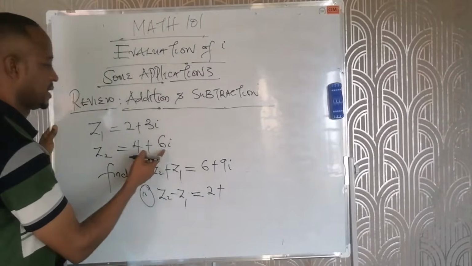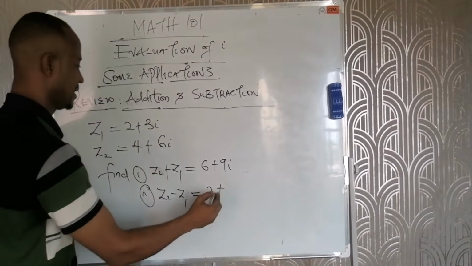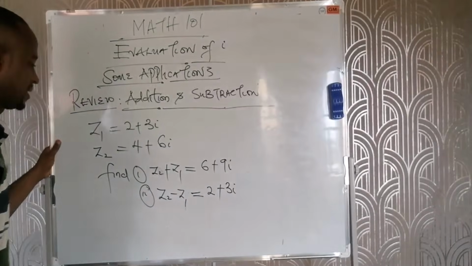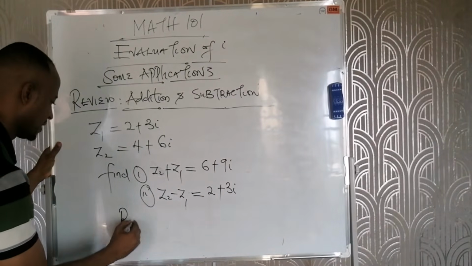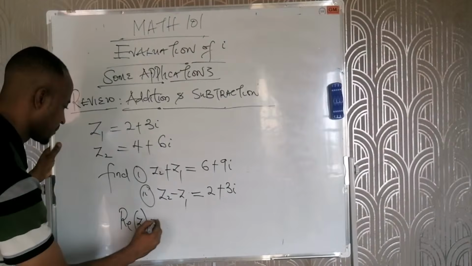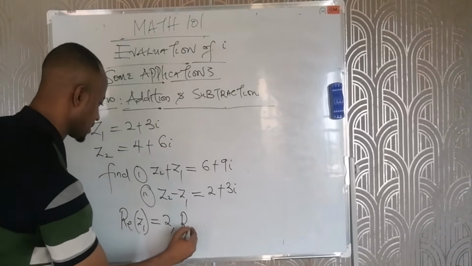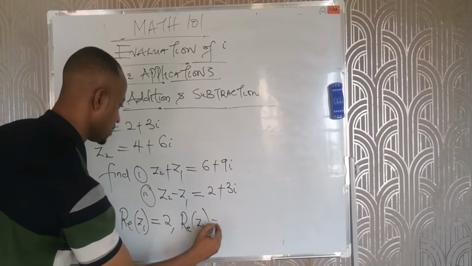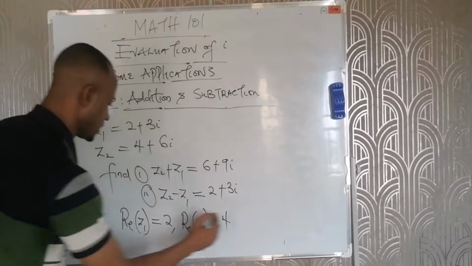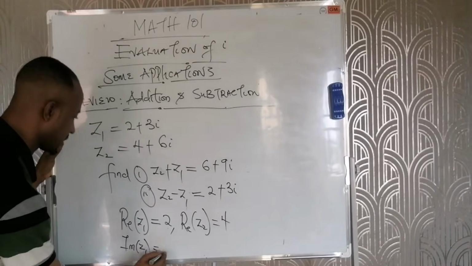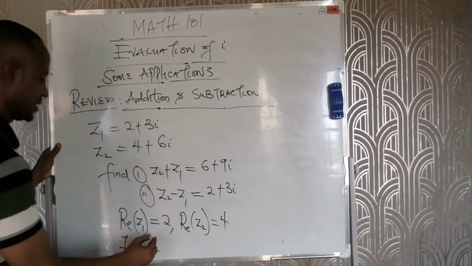Okay, plus 6i minus 3i will give us what here? 3i. This is how simple this can be. Then you might be asked to find the real part of Z1. The real part of Z1 is 2. The real part of Z2 is 4. The imaginary part of Z1 is 3.